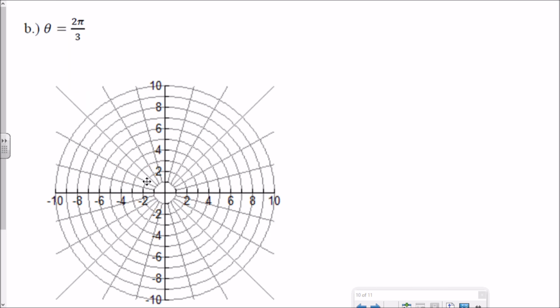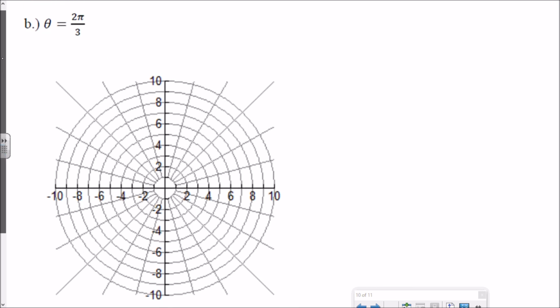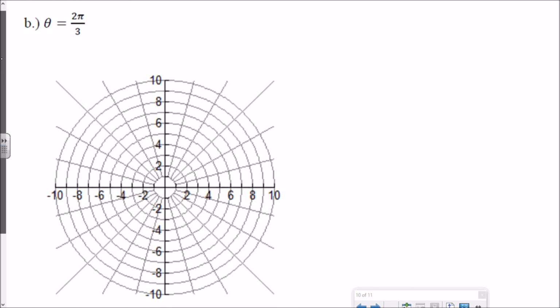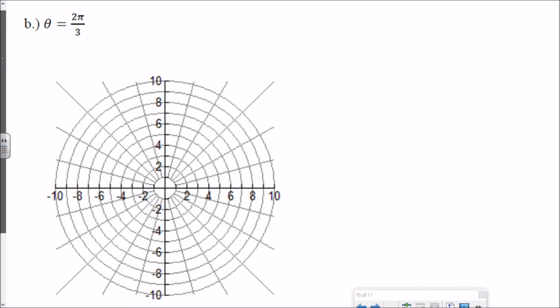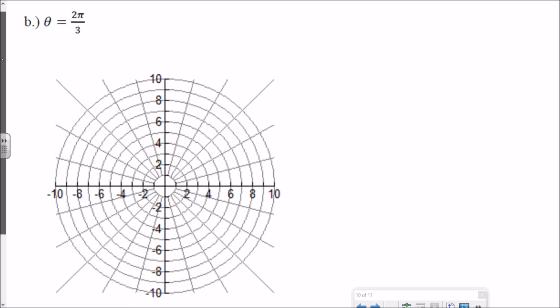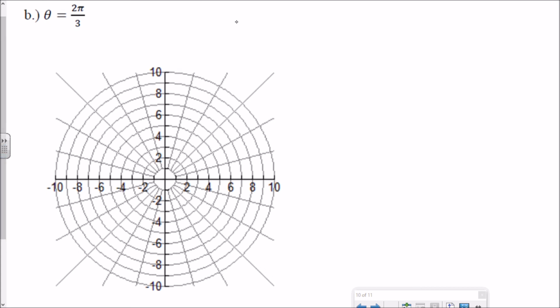And this says theta is equal to 2 pi over 3. So in this case, again, I need to know where 2 pi over 3 is, so I'm going to turn it into twelfths. I'm going to multiply by 4 on both. So this is 8 pi over 12, which is going to put me right here. It always wants your theta to be 8 pi over 12.